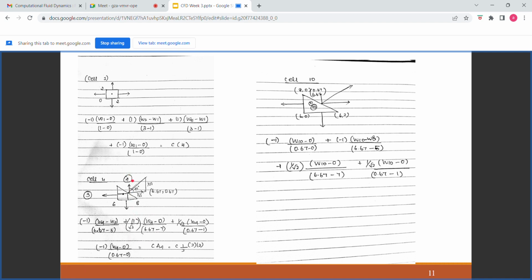In the vertical direction too, we will get 1 by root 2 into W4 minus 0. And for W4 minus 0, we get 0.67, and the midpoint or the boundary point would be 1. So it is 0.67 minus 1. And for this, the area would be half into base into height. So it is half into 2 into 2. So that gives 2. So this is solving for cell 4.